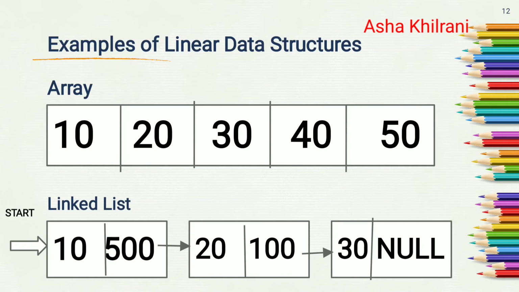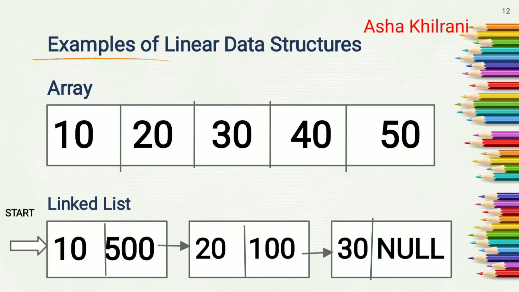The first example of a linear data structure is the array, represented like this. Here an array is a collection of similar type elements. Here we see the array contains 5 values and all are of type integer. We cannot store 20.5. That means an array is not a collection of dissimilar type elements. 20 is of type integer and 20.5 is of type real or float. We cannot store integer and float values in the same array.